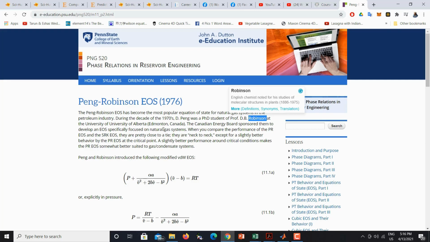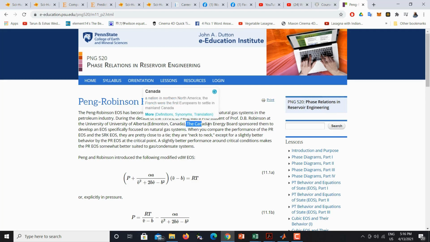These two people were working at the University of Alberta in Canada. The Canadian Energy Board sponsored the project, paying money and asking them to develop an equation of state specifically focusing on natural gas systems.